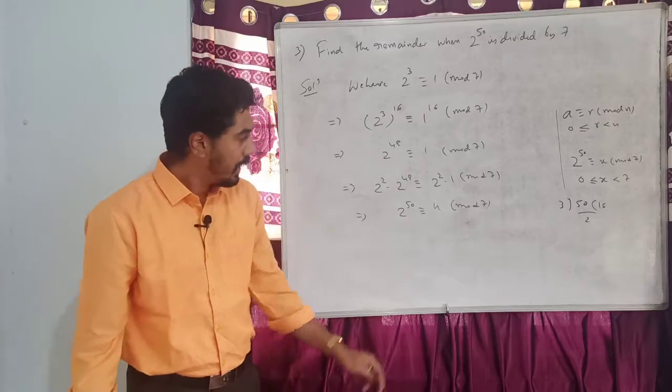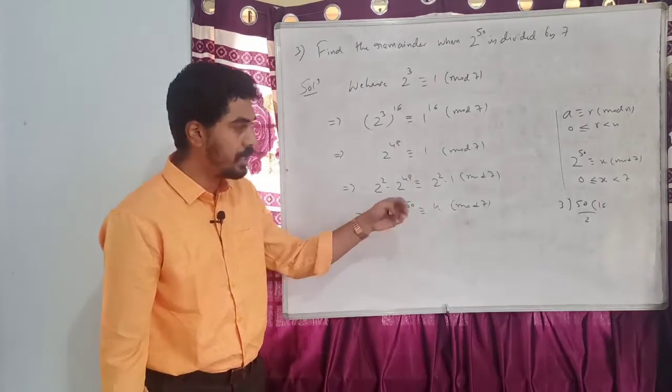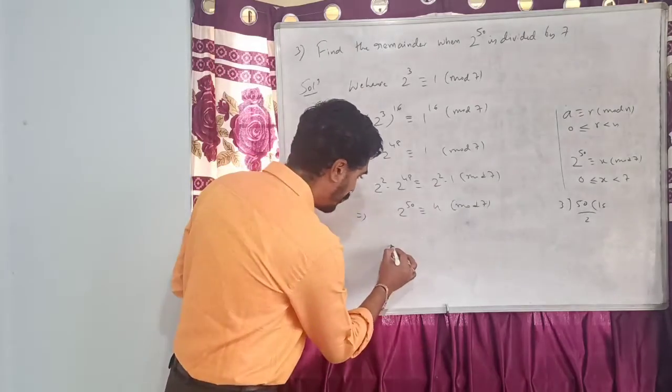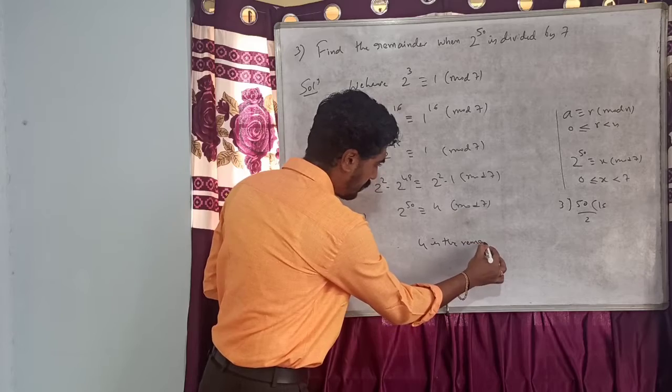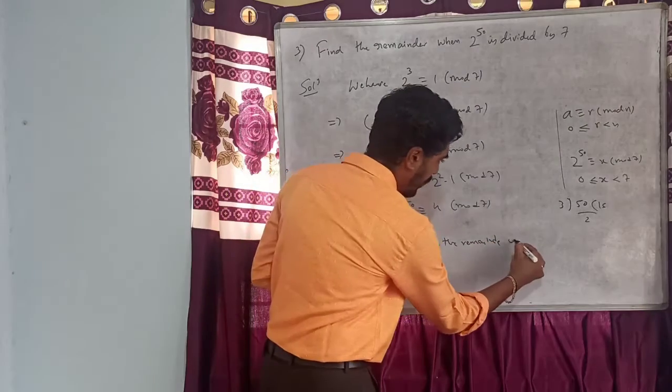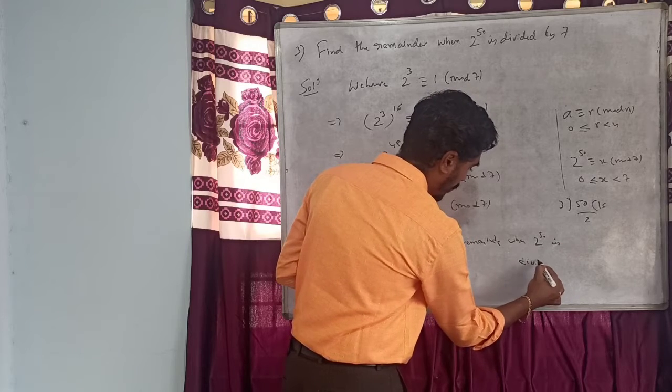Okay. Since 4 is less than 7, 4 is the remainder when 2 power 50 is divided by 7. Therefore, 4 is the remainder when 2 power 50 is divided by 7.